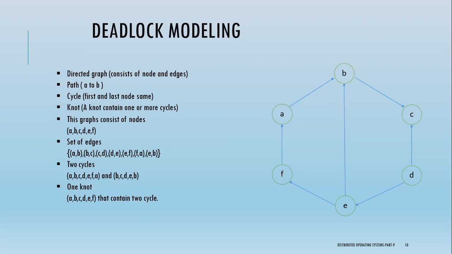Reachable set. The reachable set of a node A is the set of all nodes B such that a path exists from A to B. Knot. A knot is a non-empty set K of nodes such that the reachable set of each node in K is exactly the set K. A knot always contains one or more cycles. An example of a directed graph is shown in the diagram.